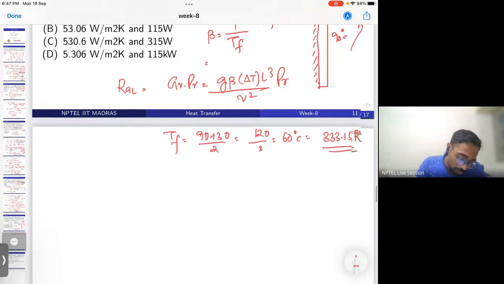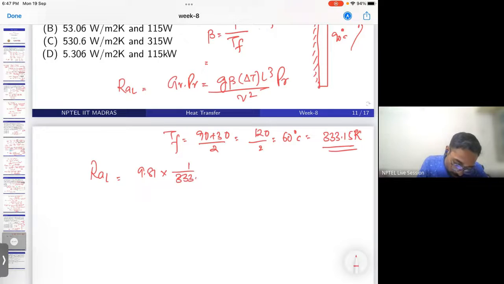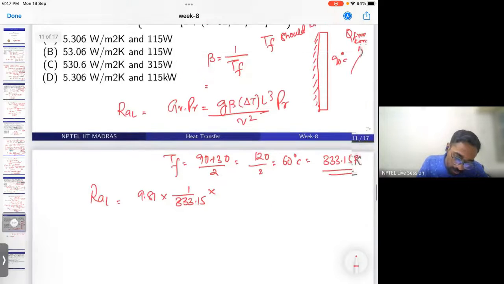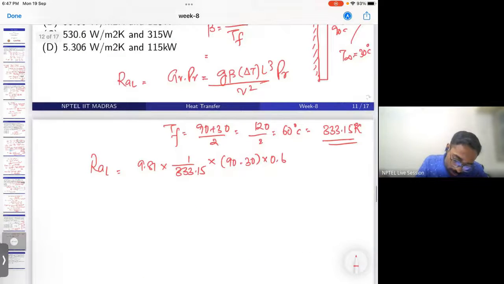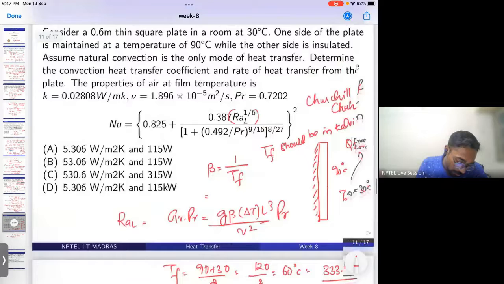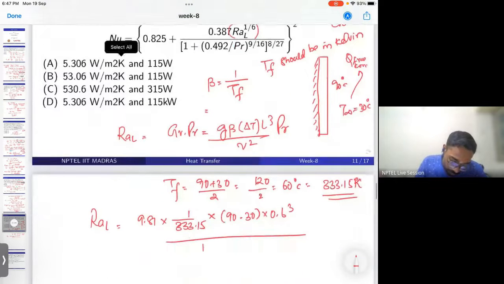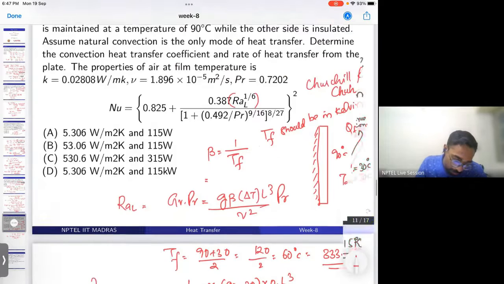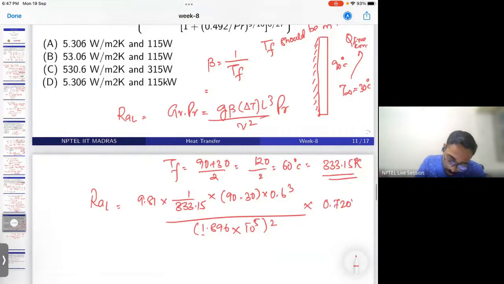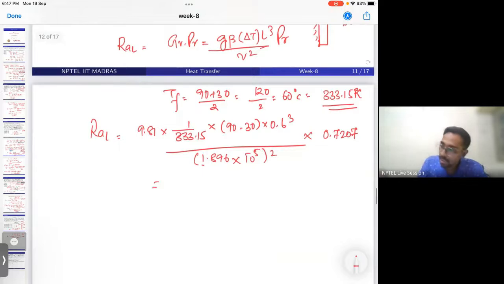So substitute this in the Rayleigh number: gravity 9.81 into 1 by 333.15. What is the temperature difference? It is 90 minus 30, T infinity is at 30 degrees Celsius. And the length is given as 0.6 cubed. What is the kinematic viscosity? 1.896 into 10 raised to minus 5, the whole square. And what is the Prandtl number? 0.7207. So if you calculate, you will get it as 7.656 into 10 raised to 8. This is the value of the Rayleigh number.